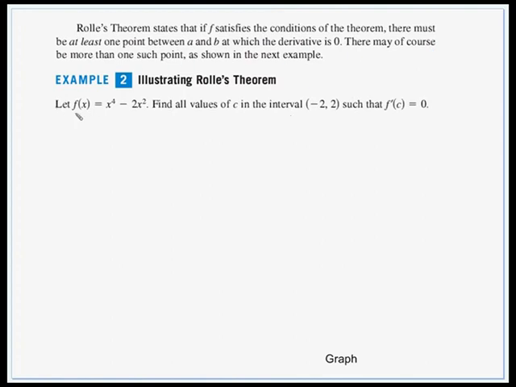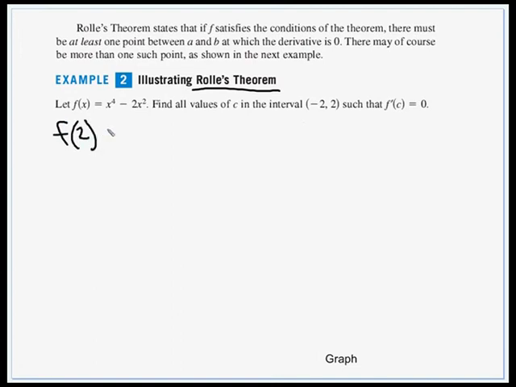So here is our given function. It says find all values of c in this interval from -2 to 2 such that f prime of c is equal to 0. Now we're not sure if we can even apply Rolle's theorem. We have to make sure the endpoints are at the same height. So here is our function. We're going to plug in the endpoints 2 and -2.